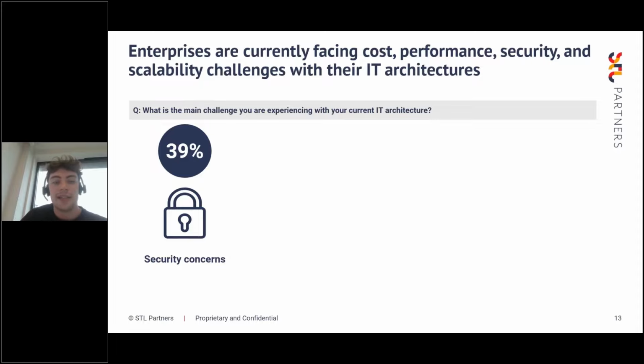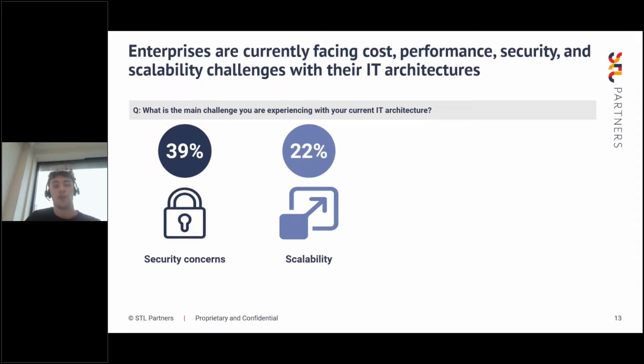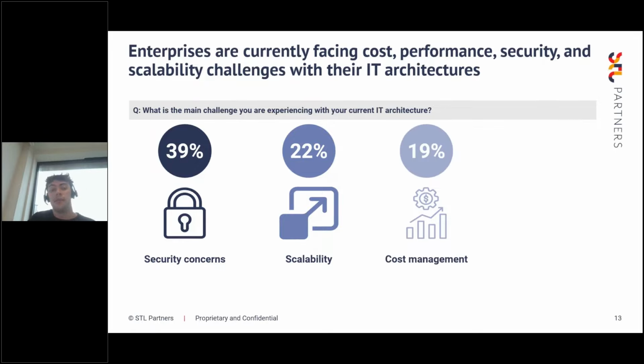The second challenge is scalability, with almost a quarter of respondents having their main concern over not being able to scale. And that comes about from this complexity of individual enterprise systems and potential dependency on legacy technologies, resource constraints, as well as interoperability. And then thirdly came cost management. So just shy of a fifth of respondents highlighted this as their main challenge.